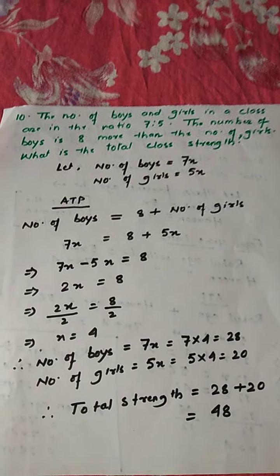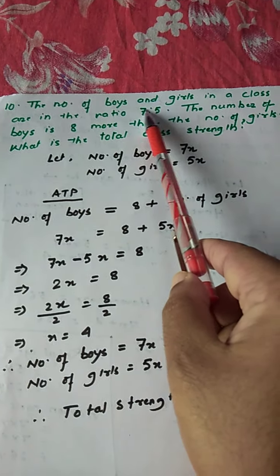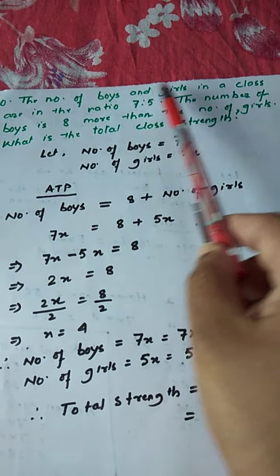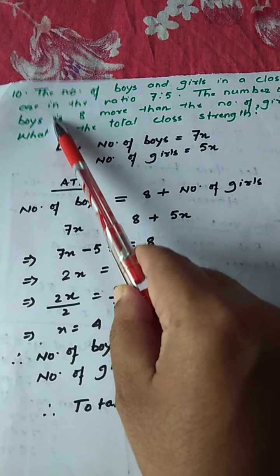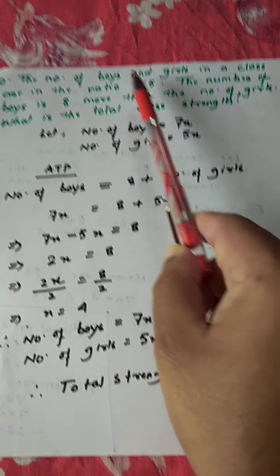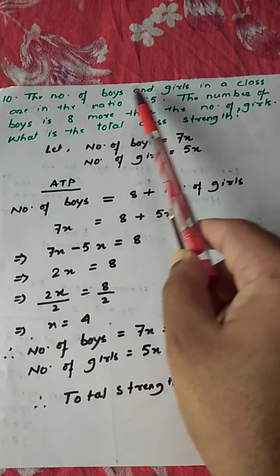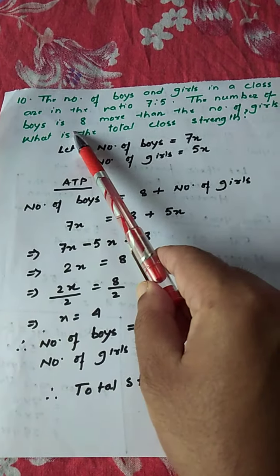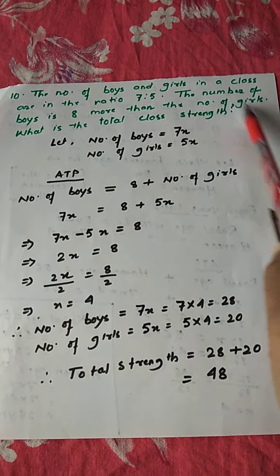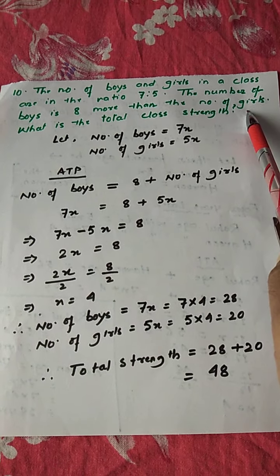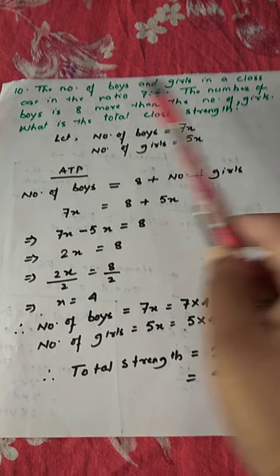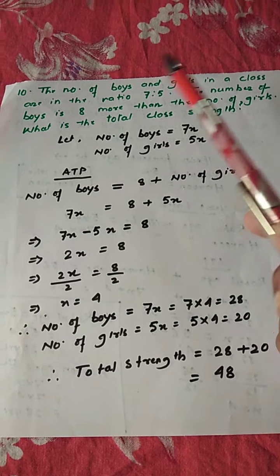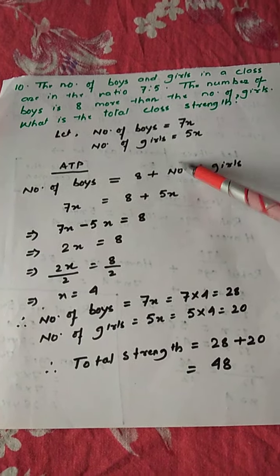Now question number 10. Again you see something is given in ratio form. What is it? The number of boys and girls in a class are in the ratio 7 is to 5. So the numbers of boys and girls are given in ratio form. The number of boys is 8 more than the number of girls. This is the statement they have given, which we have to use in equation form. What is the total strength of the class? The total strength means boys plus girls, we have to find it out.